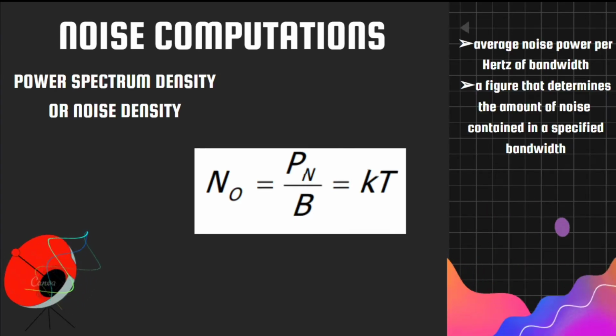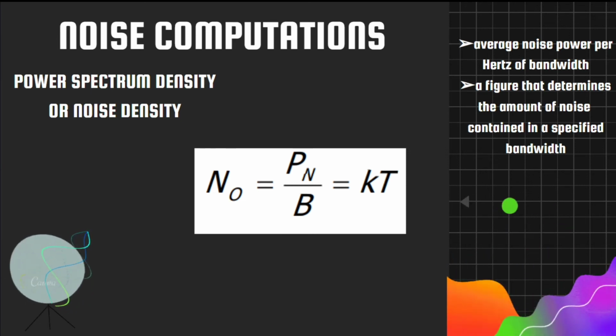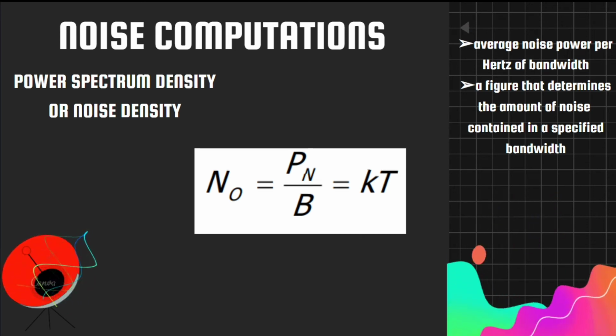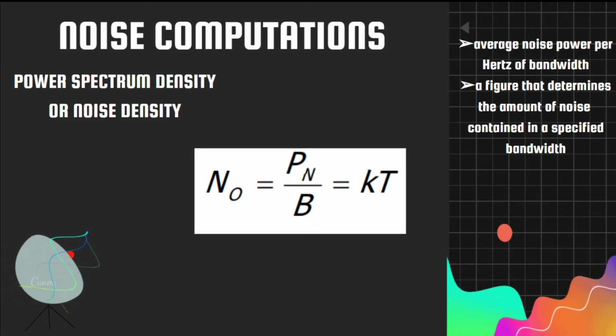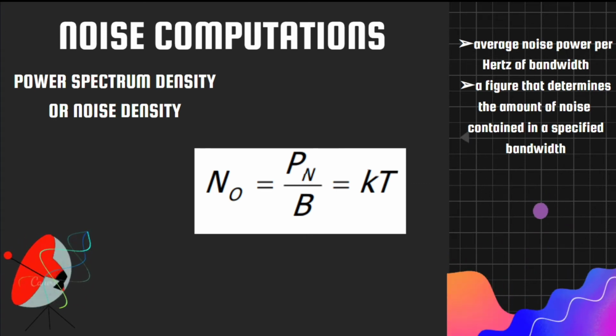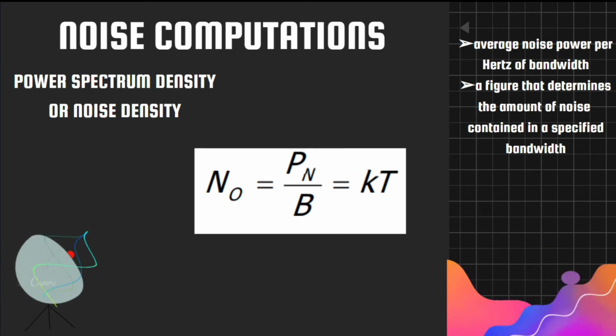Next, we have the power spectrum density, or what we call the noise density. It is the average noise power per hertz of bandwidth. It is a figure that determines the amount of noise contained in a specified bandwidth. So N naught is equal to P sub n, the average noise power over the bandwidth, and it is also equal to the Boltzmann constant times the temperature in kelvins.